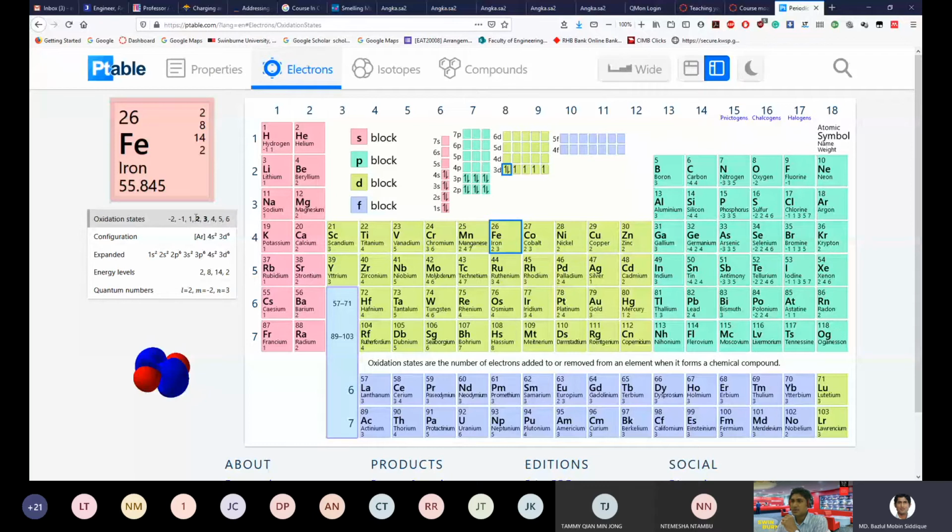So 2, 3 is iron 2, iron 3. I think you have heard iron 2, iron 3. Copper also has a +1 charge and a +2 charge as well. We can see it sometimes. Zinc also has +1, +2, mostly 2, but it can also go +1.